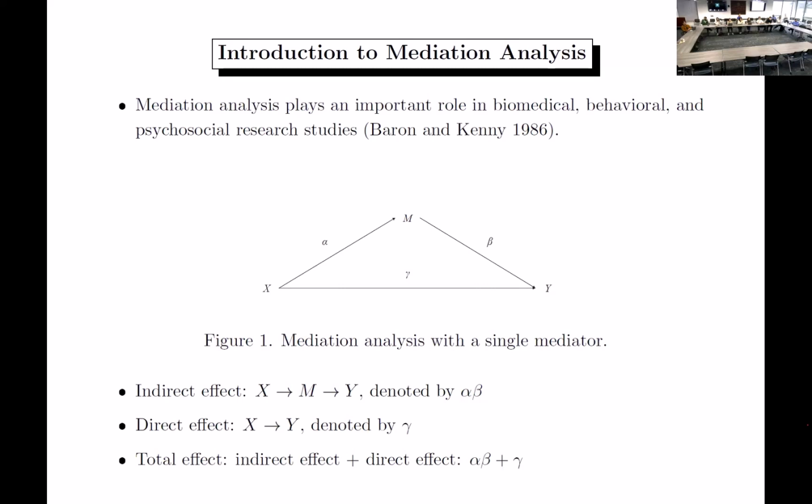If you regress M on X, you get this coefficient alpha. If you regress Y on both M and X, you get the regression coefficient beta. Alpha times beta is the indirect effect. There is also an arrow from X to Y directly, denoted by gamma, which is the direct effect. In a linear model, the total effect is the sum of the indirect effect and the direct effect, so we can write the total effect as alpha times beta plus gamma. Okay, so that's the single mediation analysis.